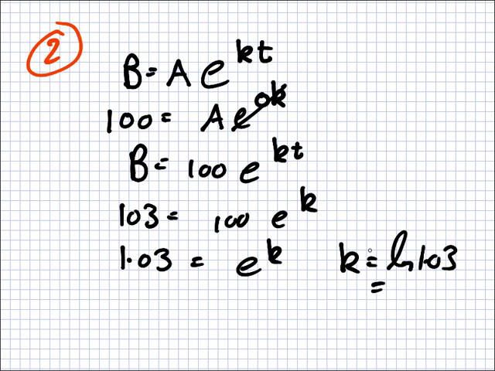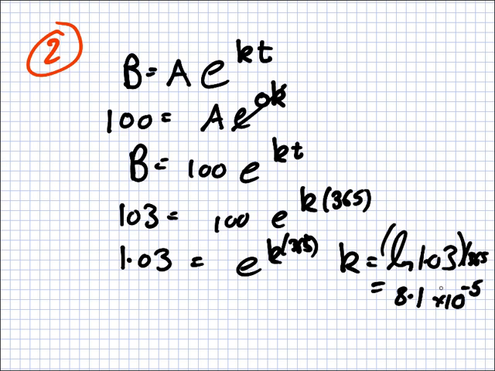So what is ln 1.03? It is 0.0295. And if I was using days, where that's 365, then I need to divide my answer by 365. What do I get? 8.1 times 10 to the power of -5. Okay, so it's right as long as you use days.